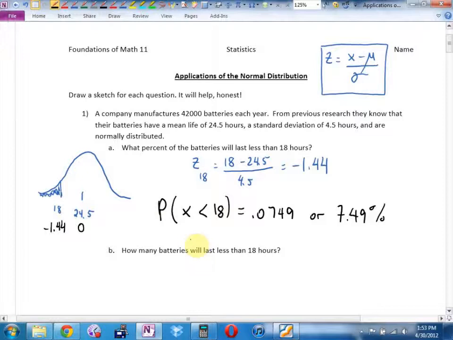So here's the question, Rachel. What percent of these batteries will last less than 18 hours? How many batteries did we make? 42,000. So how many batteries will last less than 18 hours?